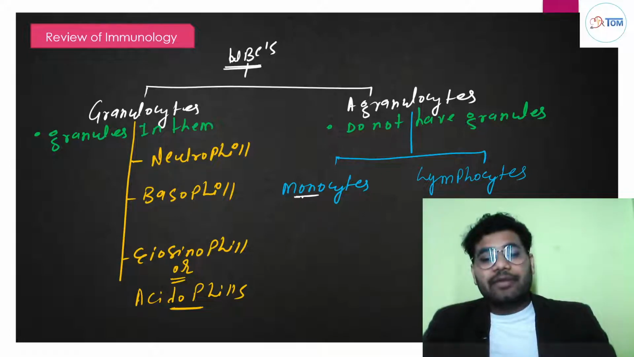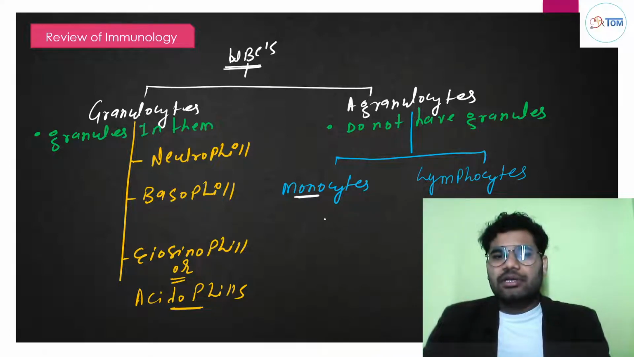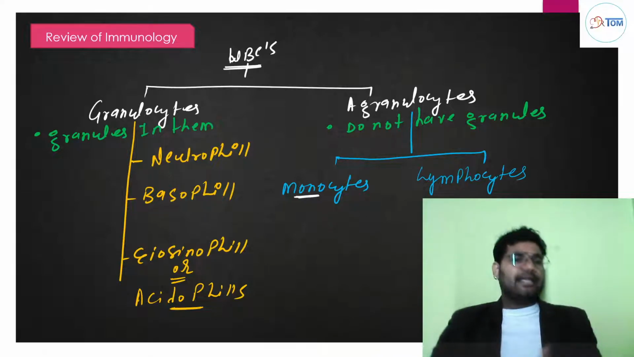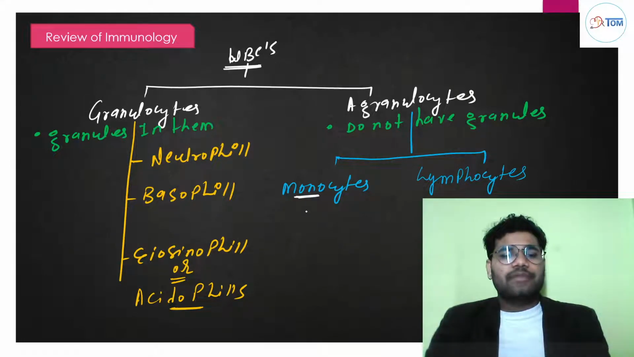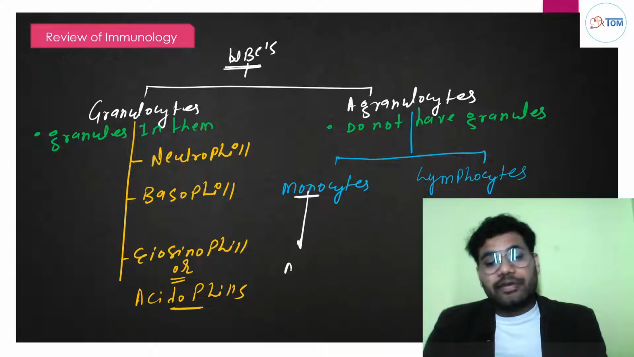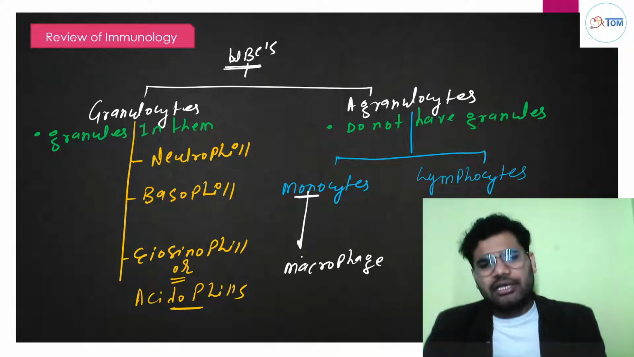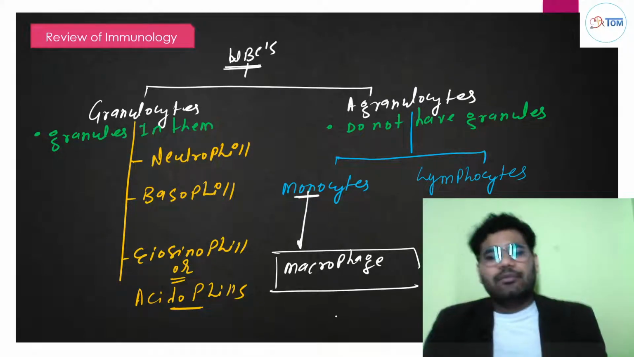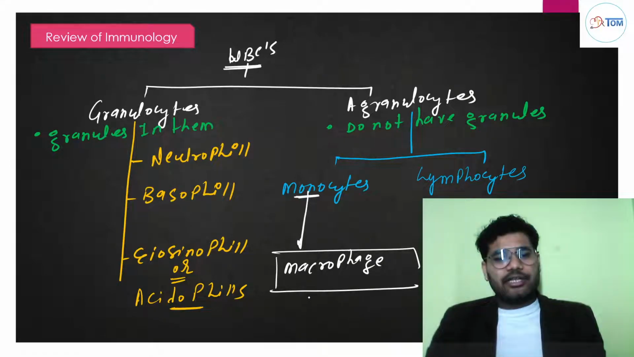So these are the monocytes. Monocytes are cells that do not have granules, and they are identified by their type of nucleus. A monocyte is the only cell which transforms into a macrophage. Monocytes and macrophages are the same thing; the only difference is that the monocyte is in the blood, and when it comes into a tissue, it transforms into a macrophage.